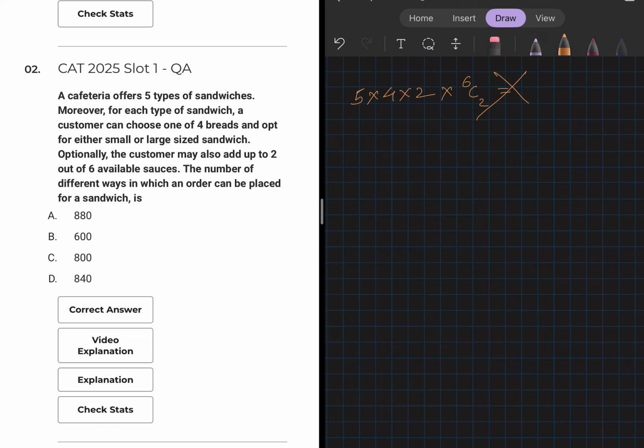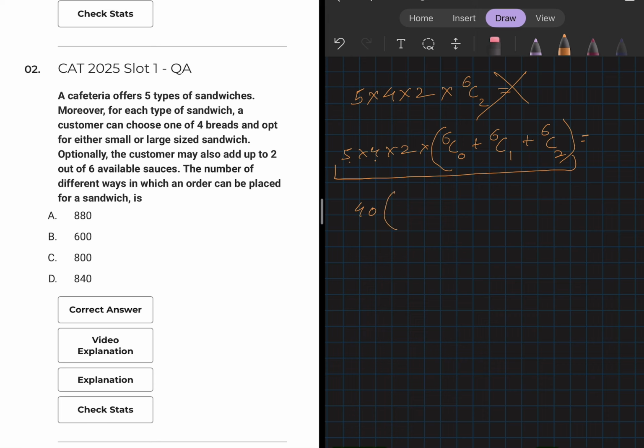Instead, what you have to do is take 5 into 4 into 2. Up till here it's common. Now we have to take into account all of the scenarios. In how many ways can the customer choose 0 sauces, plus in how many ways can the customer choose 1 sauce, and in how many ways can the customer choose 2 sauces? So this is our equation. This is our term, which is what we have to solve for. 5 into 4 is 20, 20 into 2, 40.